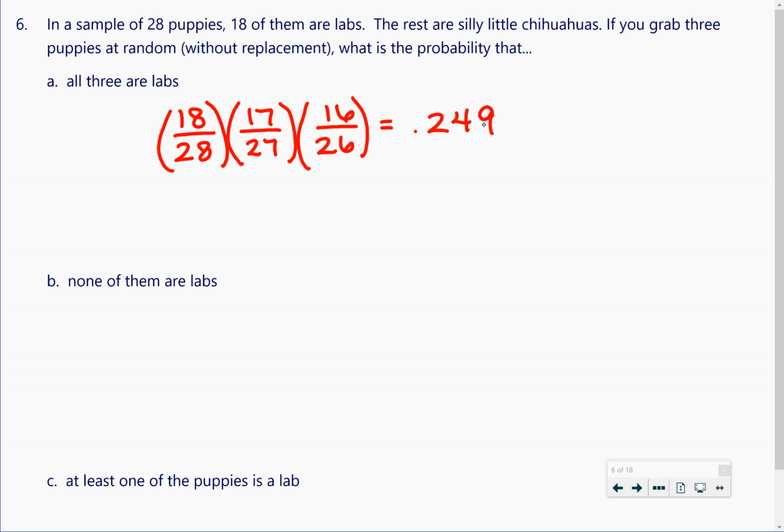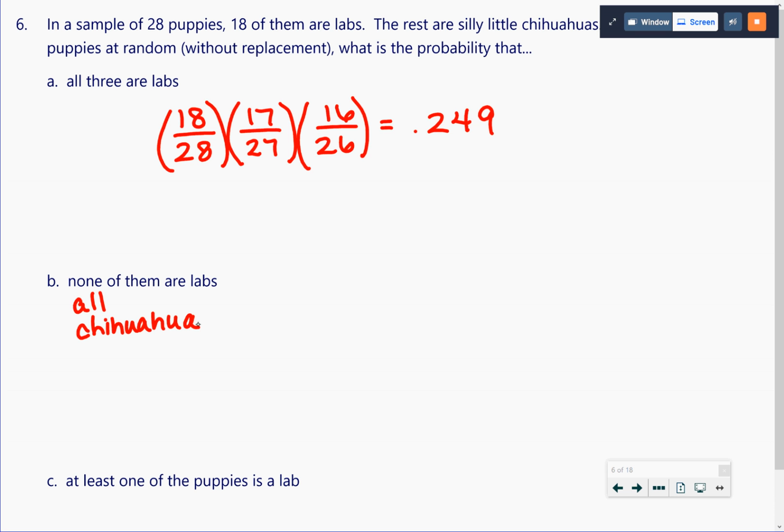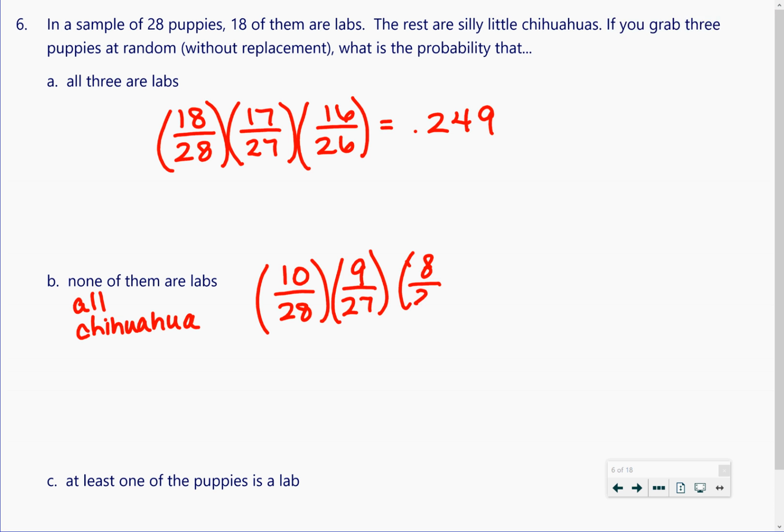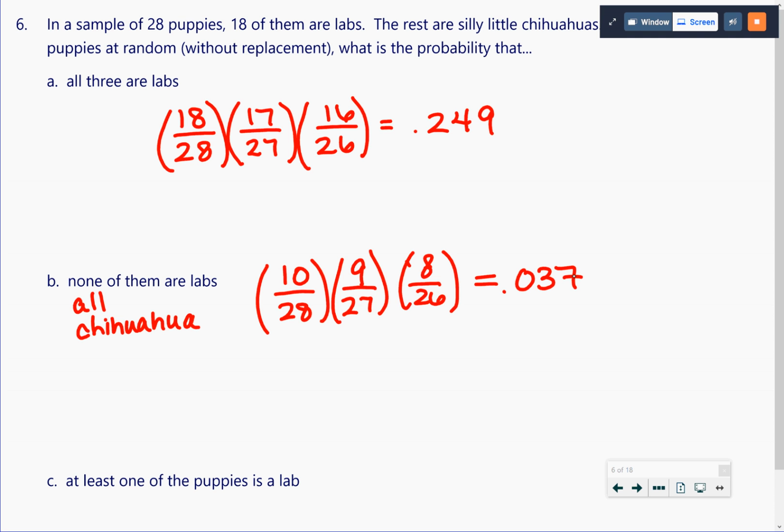What is the probability that none of them are labs? So none of them are labs means all of them are what? Chihuahuas. All right, so how many chihuahuas can I pick on the first selection? 10 out of 28. And after that, 9 out of 27. Again, because we're not replacing, and 8 out of 26. Multiply them together. I get 0.037. I give it 3 decimal places.